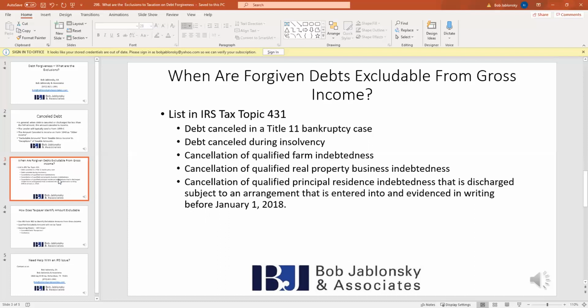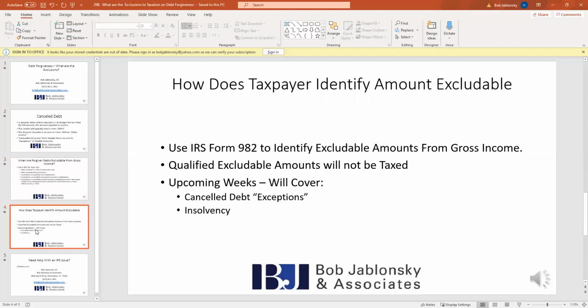Cancellation of qualified principal residence indebtedness that is discharged subject to an arrangement that was entered into by 12/31/2017. So in prior years, that was a fairly common one that I was able to use with clients who may have had debt forgiveness on their principal residence, and we were able to exclude it through that provision. It no longer exists today.